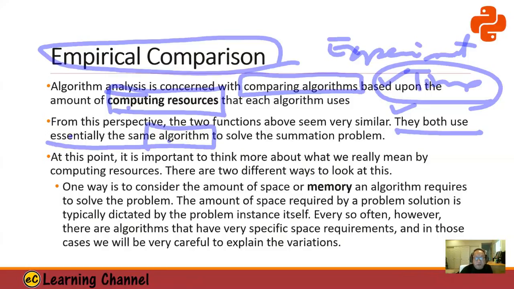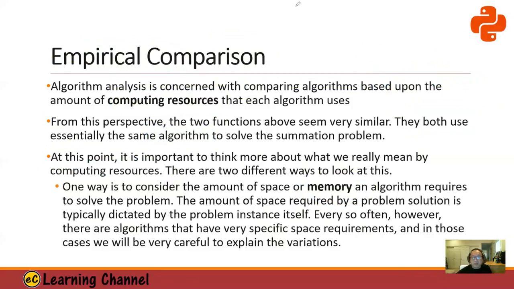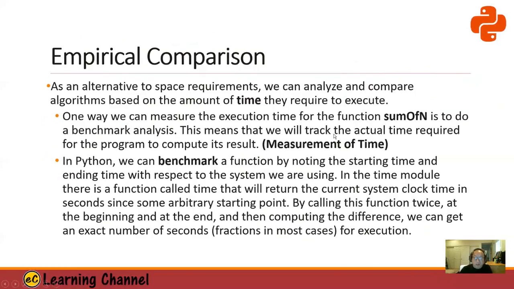At this point, it is important to think about what we really mean by computing resources. There are two resources we are concerned with: one is memory, the other is time. These are the two major resources the study of algorithms is related to. For time, we can use an analytical model, and we can also measure time using a benchmark to find out which one is actually better. It is usually a number of seconds as the measurement result.